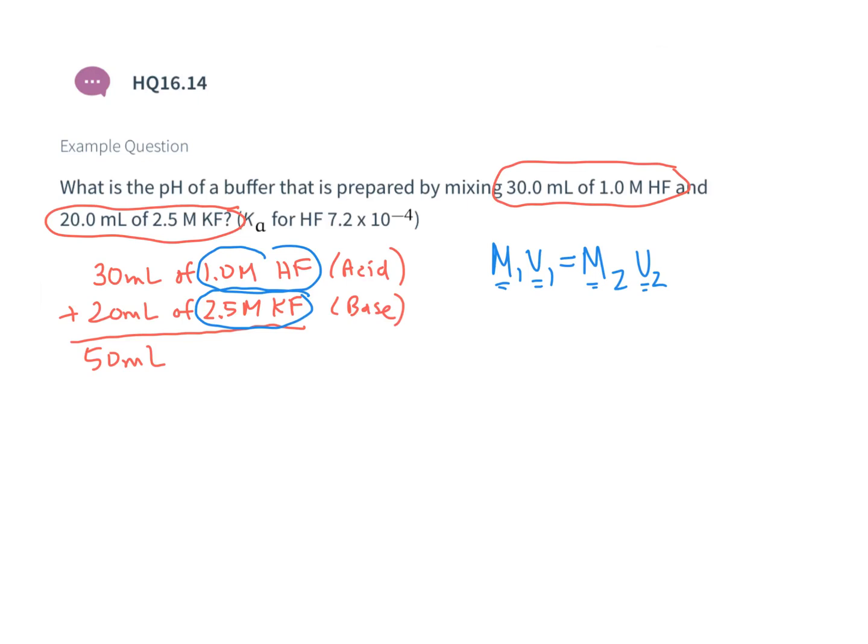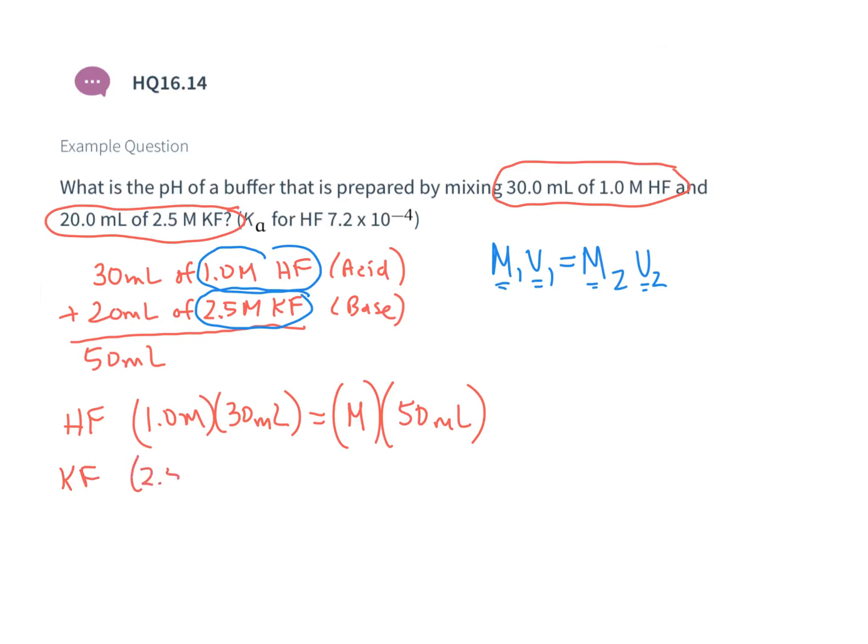So for the hydrofluoric acid, initially I have 1 molar solution and I have 30 milliliters of that solution. I want to know what the concentration of that solution is when I dilute that solution to 50 milliliters. Do the same calculation for the potassium fluoride, except I have a 2.5 molar solution and I take 20 milliliters of that solution. What is my new concentration when I dilute it to 50 milliliters?